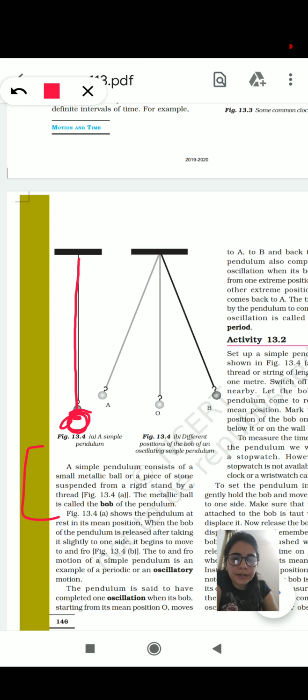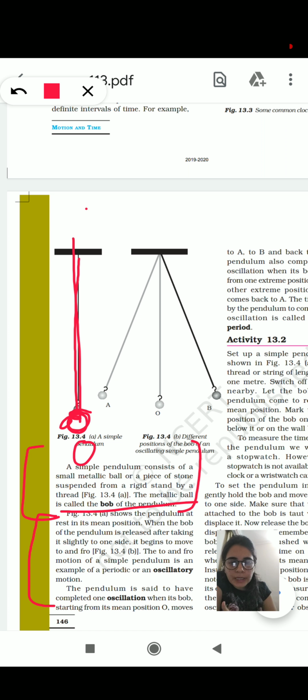You can also make it at home. You can tie a piece of stone with a thread. Then the metallic ball is called the bob of the pendulum. Here you can see, the pendulum at rest is called the mean position. This position is called the O position, and it is called the mean position.